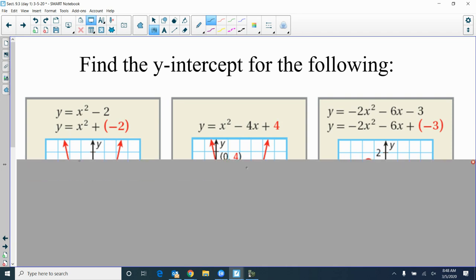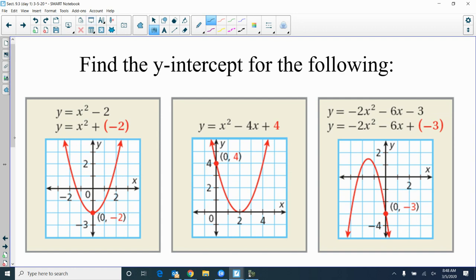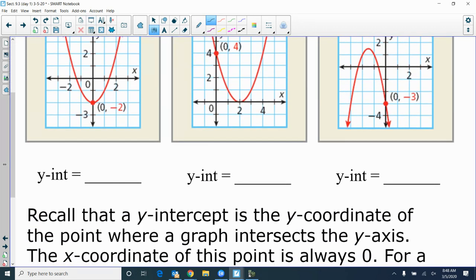So if you look at the equation, what tells us where the y-intercept is? The c value, the constant. Okay, that will always tell us the y-intercept. So for here, our y-intercept was 0, -2. Here it was 0, 4. Here it was 0, -3. So that's going to come up.